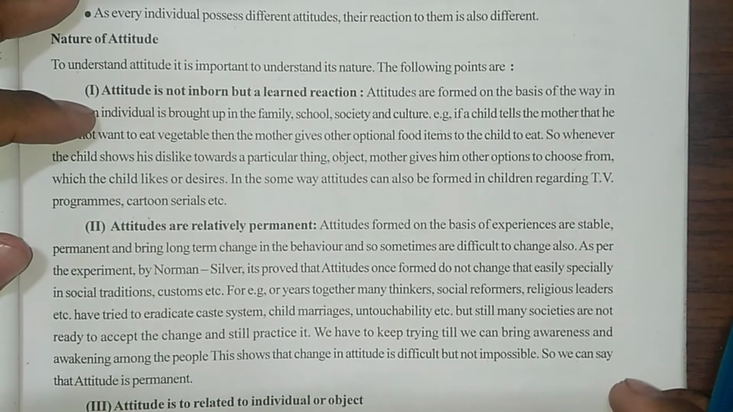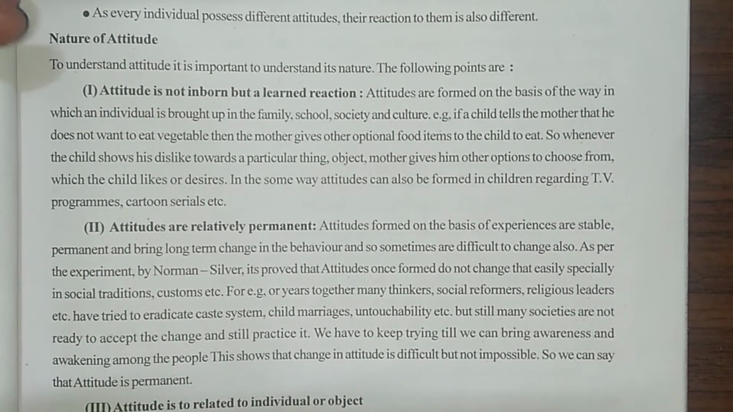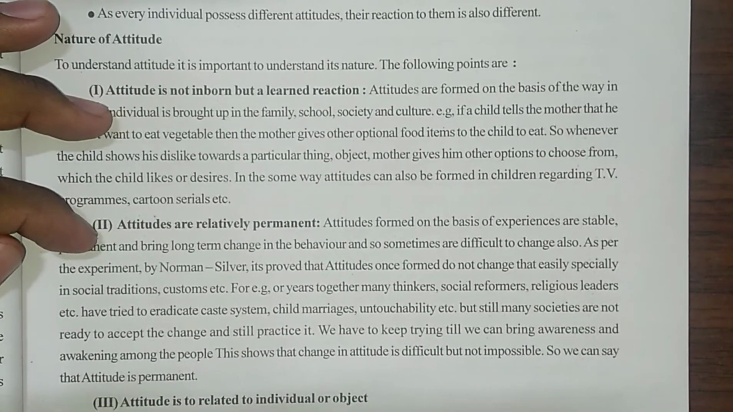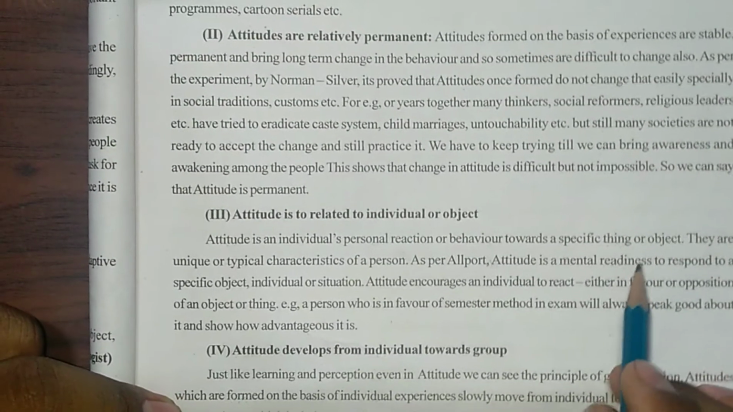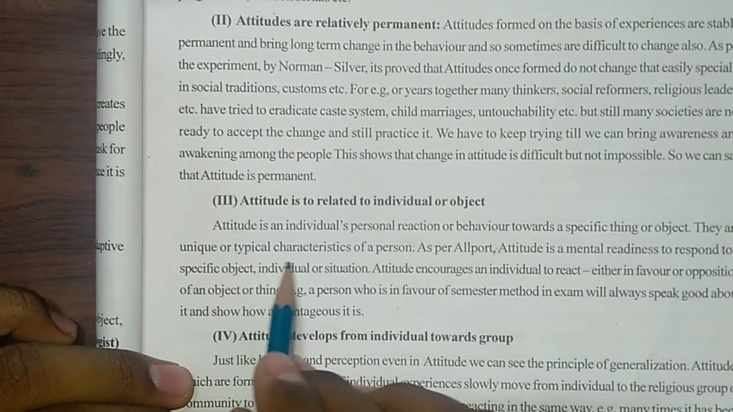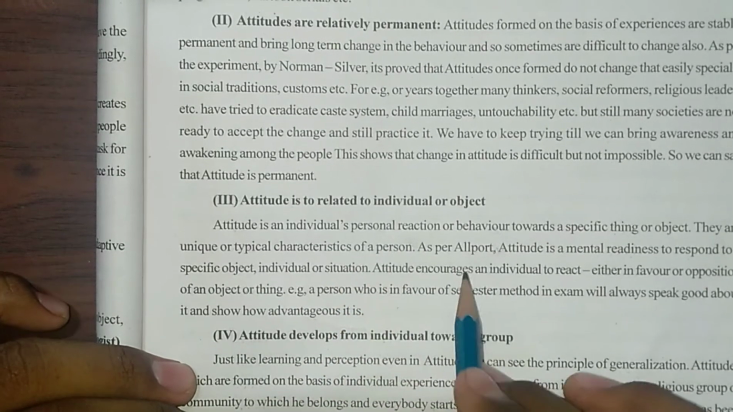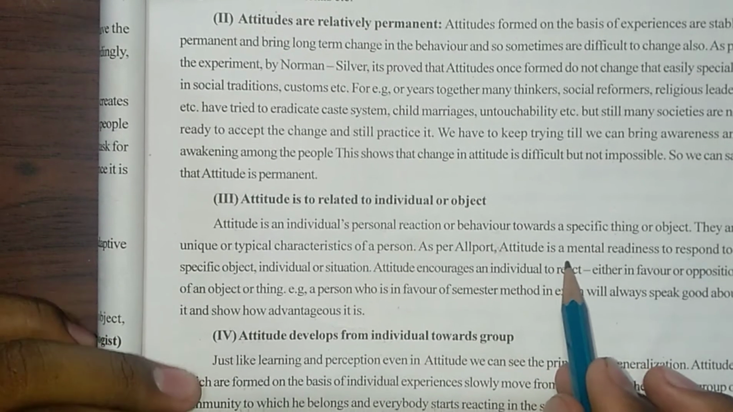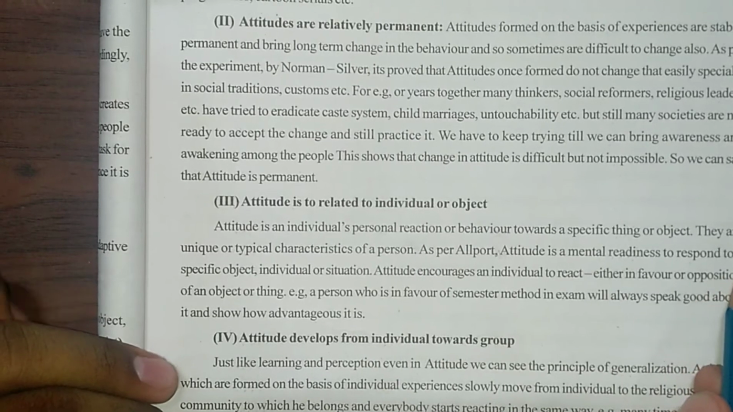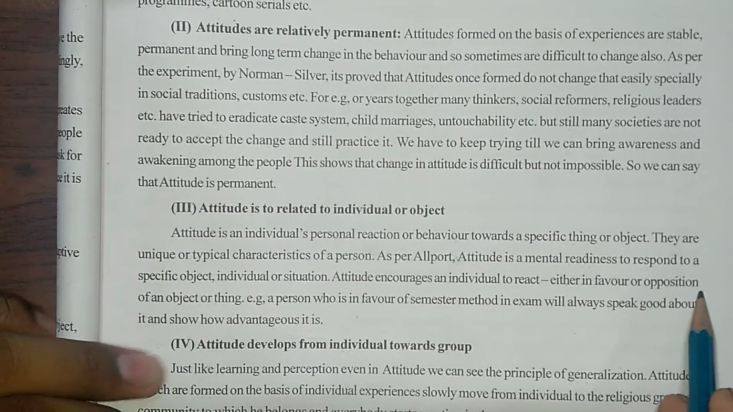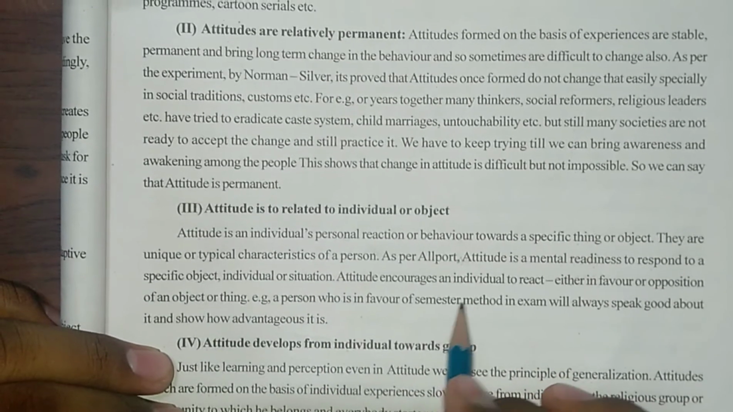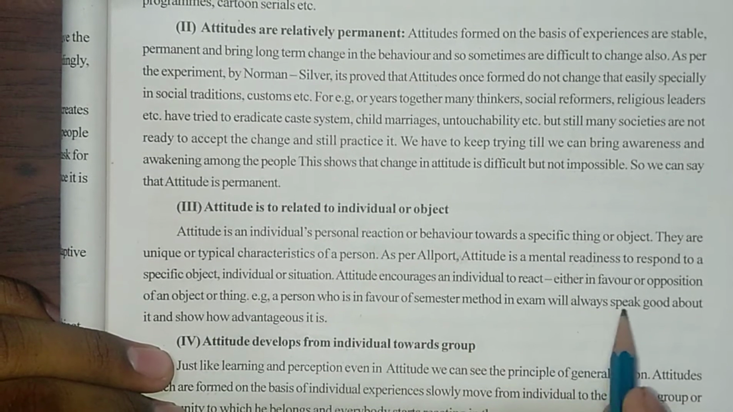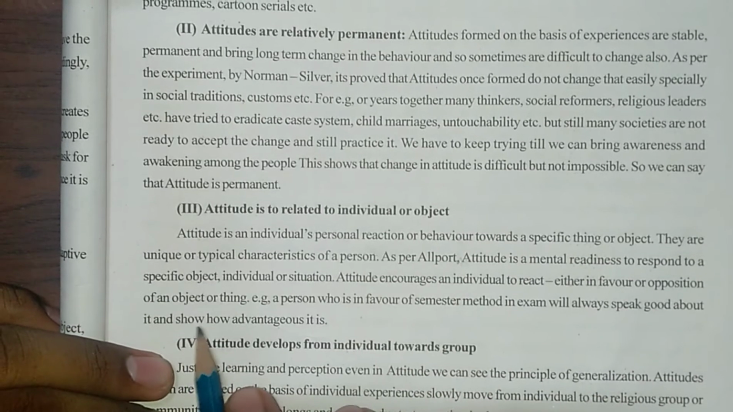Now the third point is that attitude is related to the individual or object. Attitude is an individual's personal reaction or behavior towards a specific thing. They are unique or typical characteristics of a person. Attitude is a mental readiness to respond to a specific object, individual or situation. Attitude encourages an individual to react either in favor of or in opposition to an object or thing.